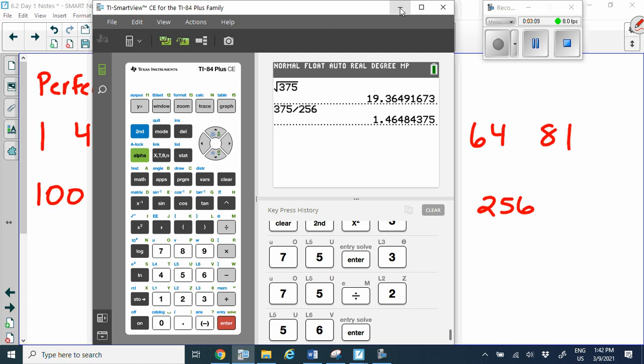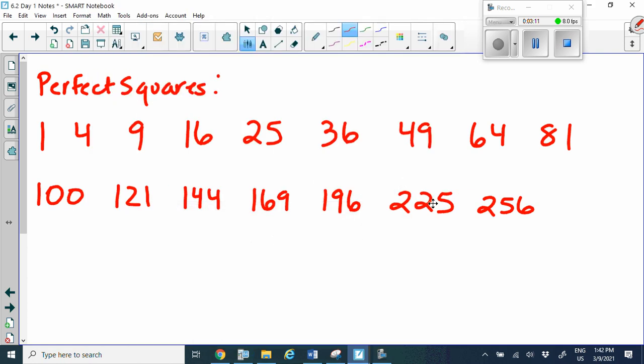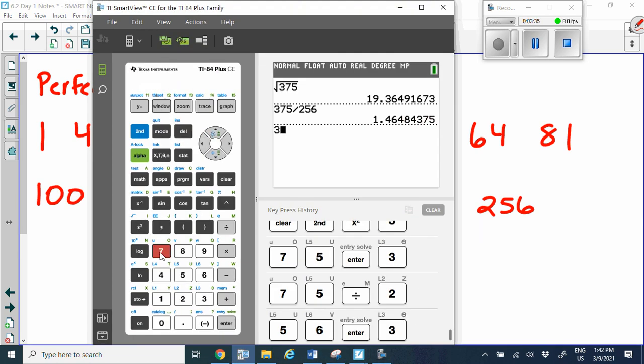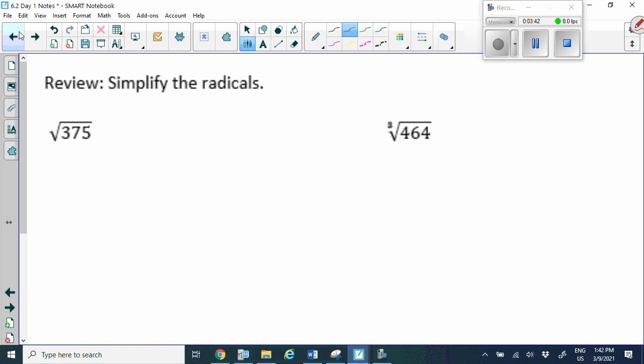So basically you want to take 375, divide it by these perfect squares, and see which one goes into it perfectly. Then you would try 225, then 196, 169, 144, 121, 100, and so on. Okay, I'm going to let you know that 25 is the perfect square that goes into 375. If we use our calculator, we can do 375 divided by 25, and we get a nice number of 15. So 25 is the largest perfect square that goes into 375.